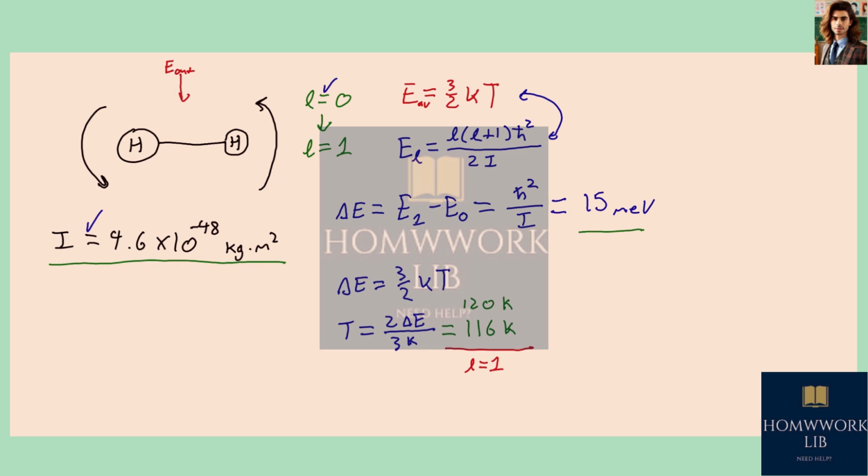And thus, if room temperature is 300 Kelvin or so, then obviously you're going to have quite a few excited hydrogen molecules.